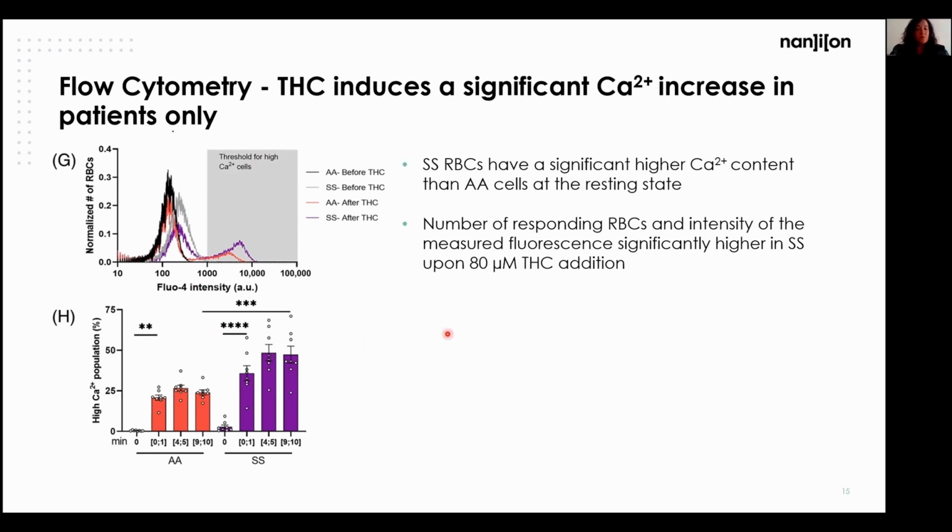But the number of responding red blood cells and the intensity of fluorescence was significantly higher in sickle cell patients after THC addition, 30 micromolar THC. We are at around 50% against 25%. So this is aligned with the patch clamp recording.